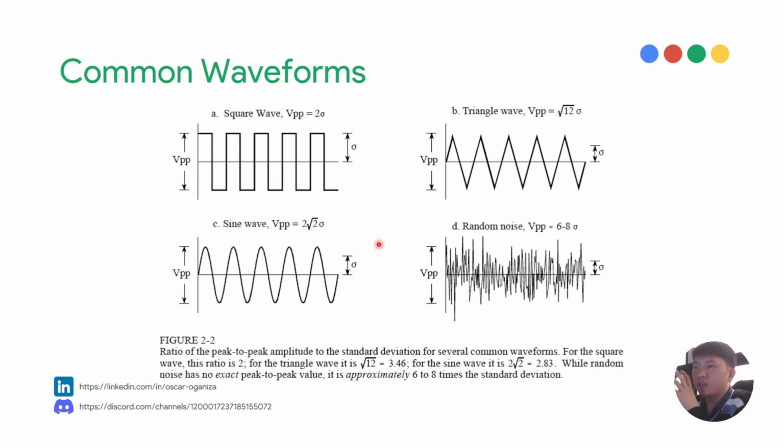So basically, as you can see here in these common waveforms, we have definitions of these images. The ratio of the peak-to-peak amplitude to the standard deviation for several common waveforms: for the square wave, this ratio is 2. For the triangle, it's square root of 12, or 3.46. For the sine wave, 2 square root of 2, or 2.83. While random noise has no exact peak, it keeps changing. It's approximately 6 to 8 times the standard deviation.